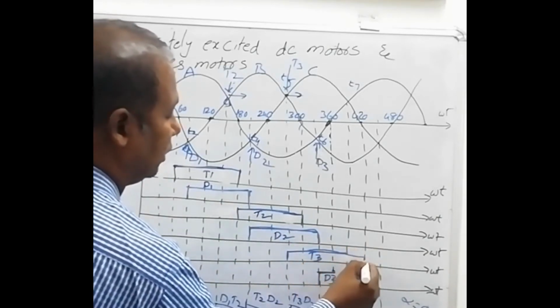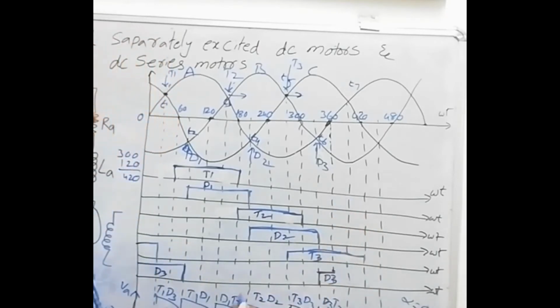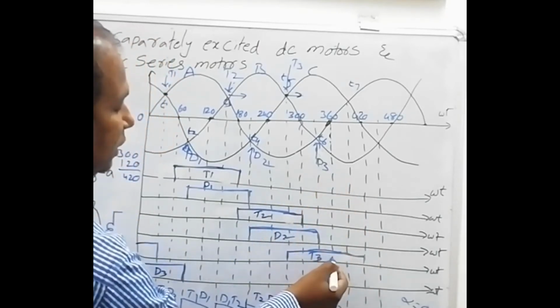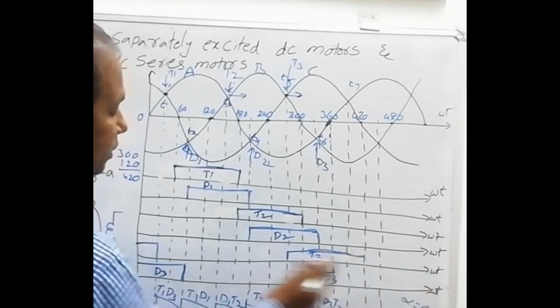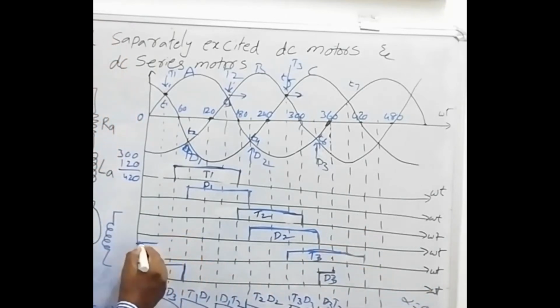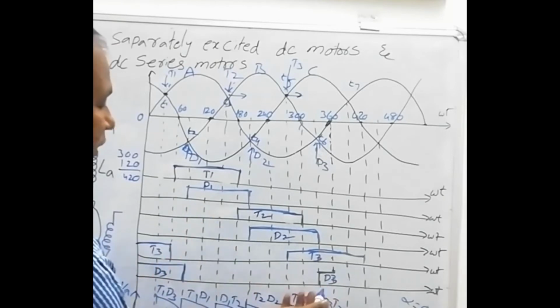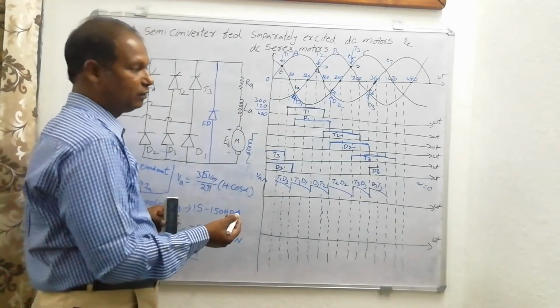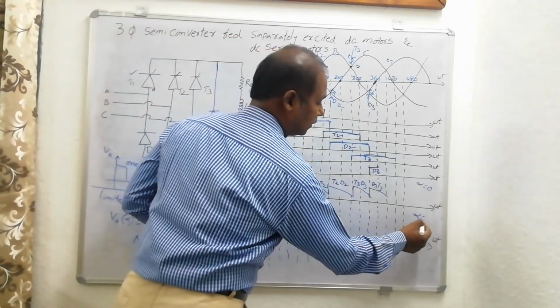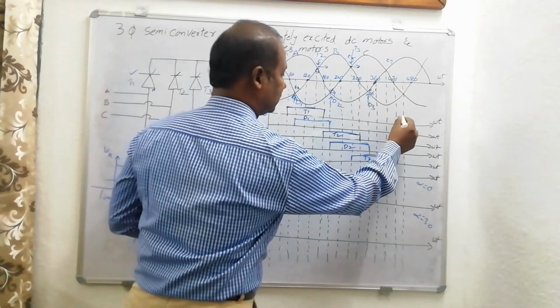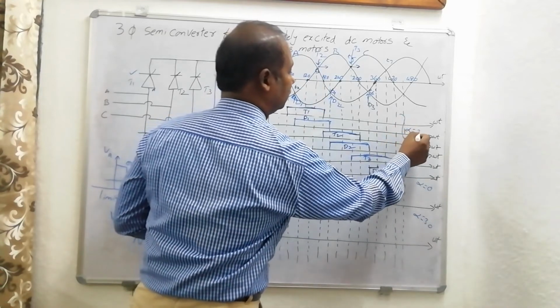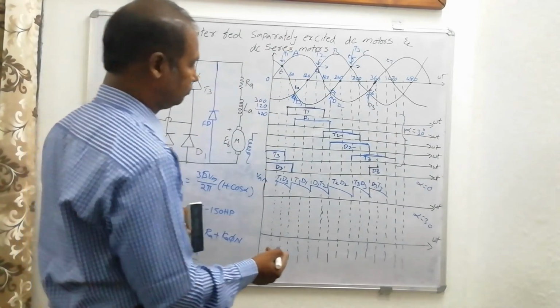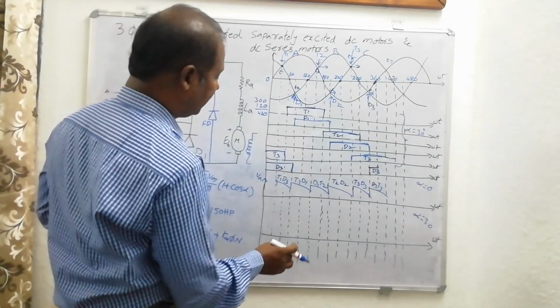So this is the pulse for the T3. After 360 degrees, the cycle repeats, so you have to draw from the beginning, from the y-axis like this. This is for T3. Similarly D3 is the same, no changes. So based on this, now we have to draw the waveforms for alpha equal to 30 degrees. These pulses are for alpha equal to 30 degrees. So you can analyze during each period.